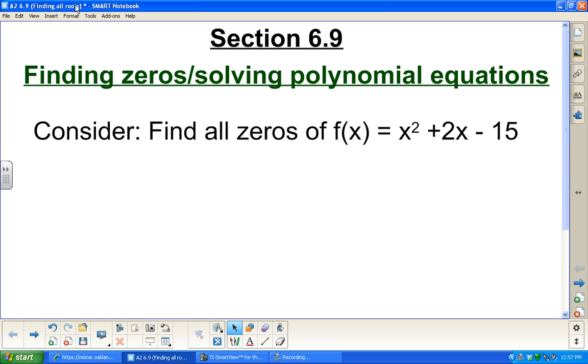Okay, so this will be 6.9. Again, finding zeros, kind of the culmination of the whole chapter, putting everything together. So for the little warm up here, this was just a review of a quadratic, just to talk about some of the different options. How could we find all the zeros of something like that?